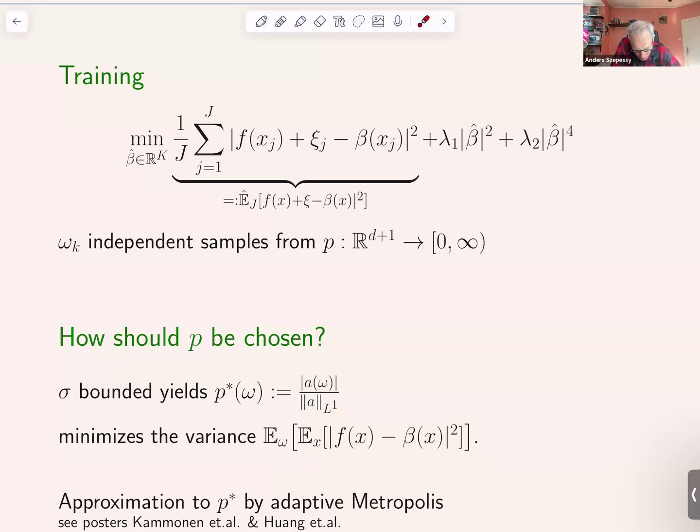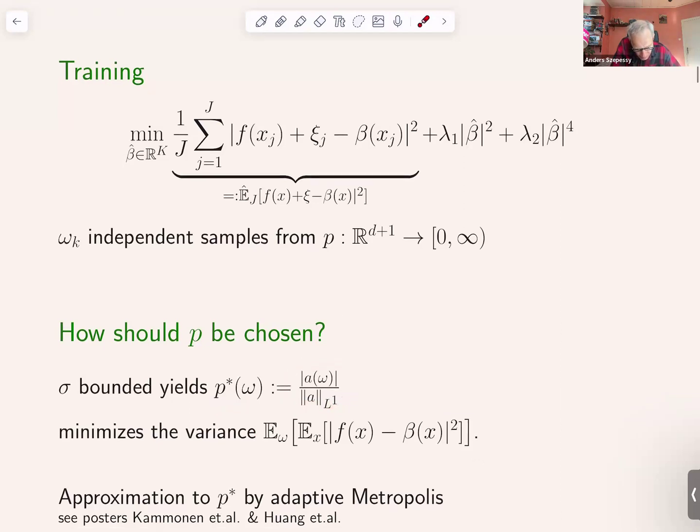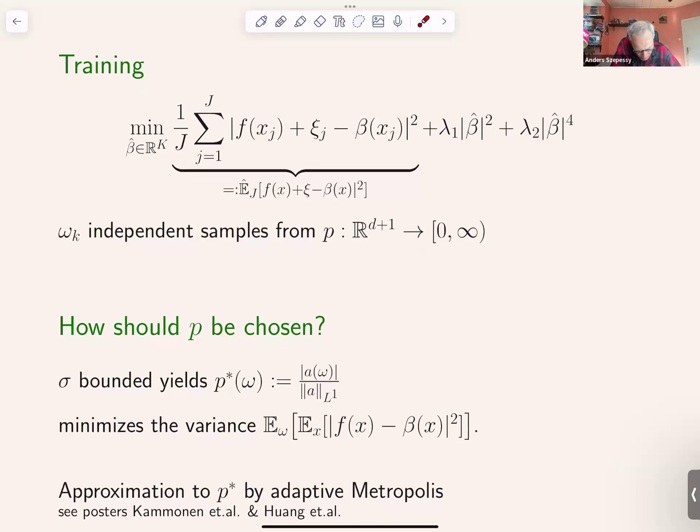But the question is, how can one find that? We don't know the amplitudes. Then one can obtain an approximation of the optimal by using adaptive random feature approximation based on a kind of Metropolis setting. And there are at least 2 posters on this by Kammonen and co-authors. And there is also a poster by Xin Huang on this, which I will mention in this talk.